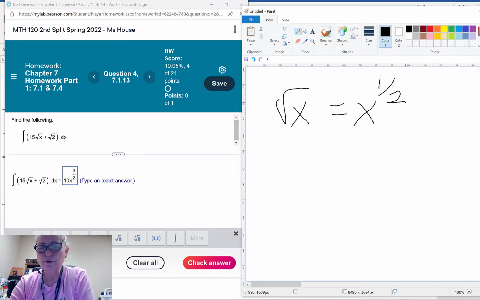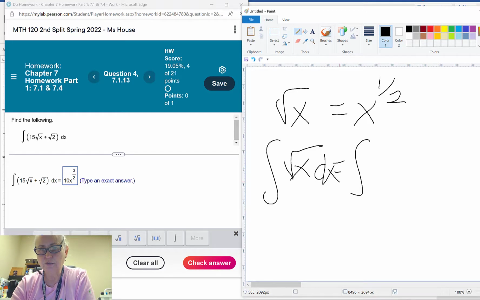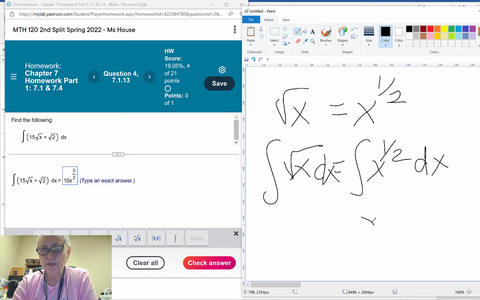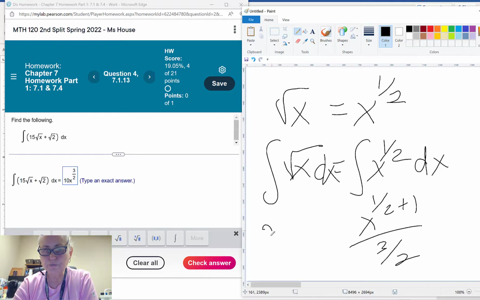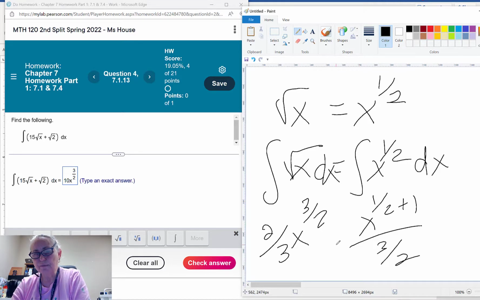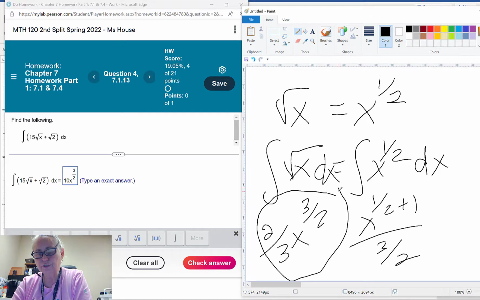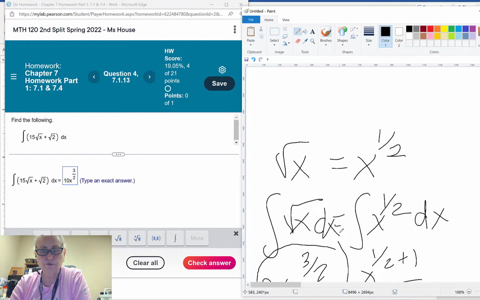So the square root of x is x to the 1/2. So if you remember, when you take the integral, just kind of memorize this. You got to have that dx. When we take the integral of x to the 1/2 dx, that's going to be x to the 1/2 plus 1 divided by 3 over 2. It's always going to be 2/3 x to the 3/2. So if you just kind of memorize that the square root of x always has an integral of 2/3 x to the 3/2, then you don't have to worry about doing the fractions over and over and over, because there you go, you got it.